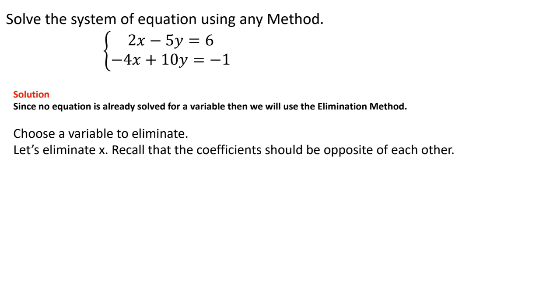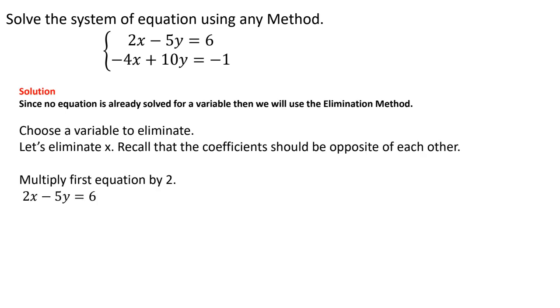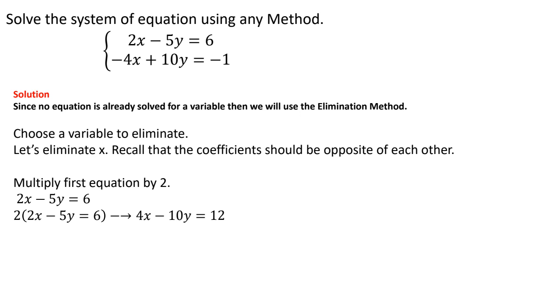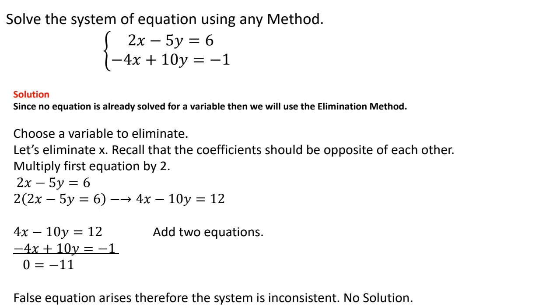And I'm going to leave the second equation alone. So I'm going to multiply the first equation by 2. So when I do that, I get 4x minus 10y equals 12. Again, my least common multiple was 4, so I don't have to do anything to that second equation. So now I'm going to add them together. So when I add 4x minus 10y equals 12 with minus 4x plus 10y equals negative 1, 4x minus 4x is 0. Negative 10y plus 10y is 0. 12 minus 1 is negative 11.